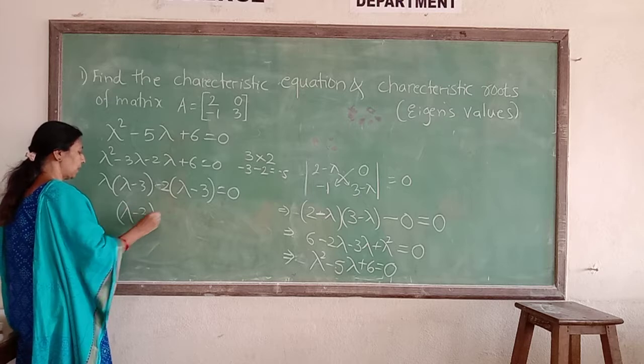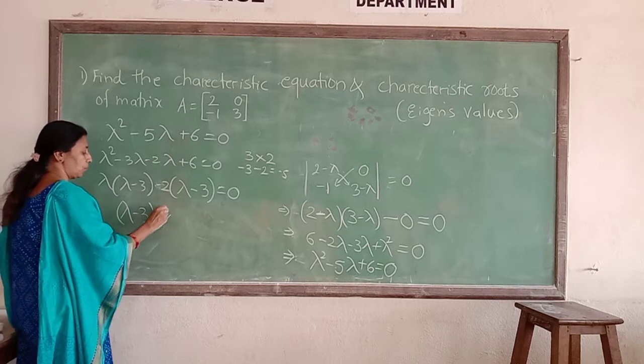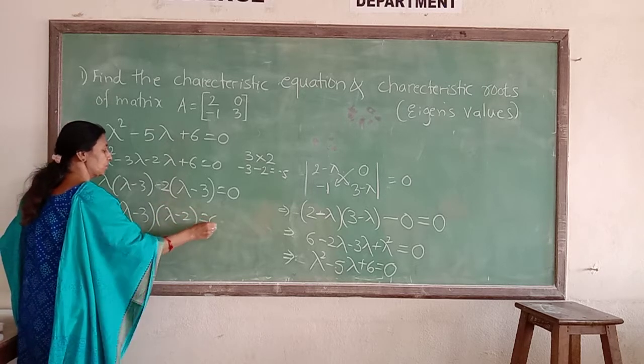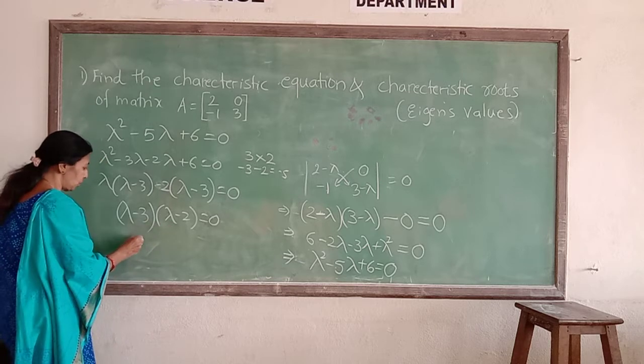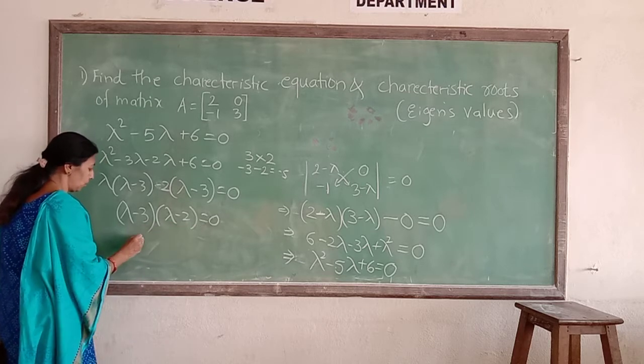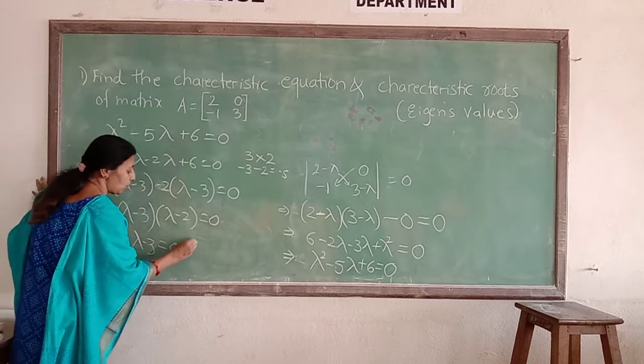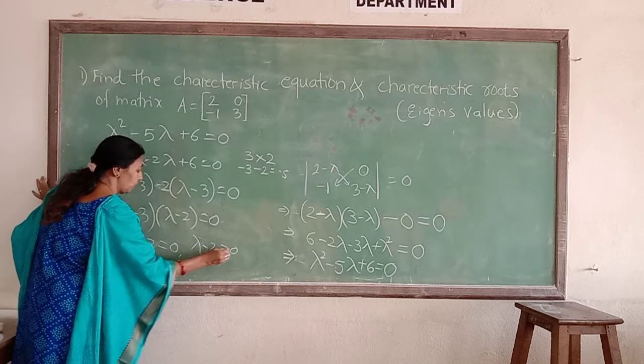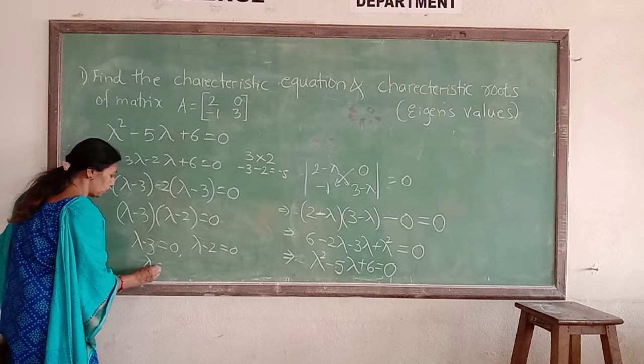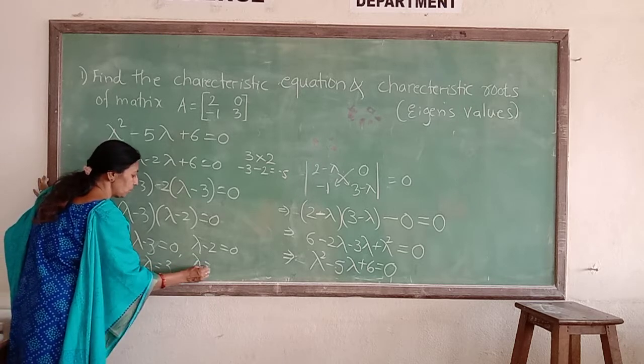This is in one bracket, lambda minus 3 and lambda minus 2 equal to 0. Separate them, equate each to 0. This is also 0, this is also 0. Lambda minus 3 equal to 0, lambda minus 2 equal to 0. So lambda is equal to 3 and lambda is equal to 2.